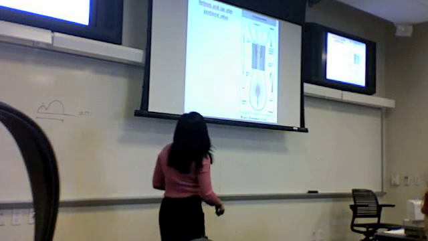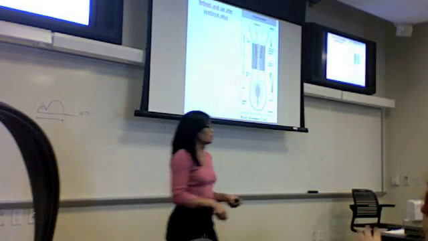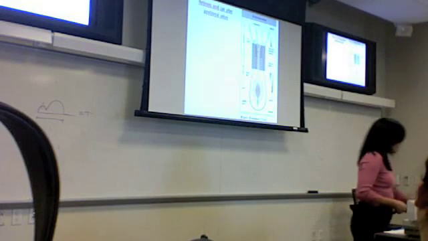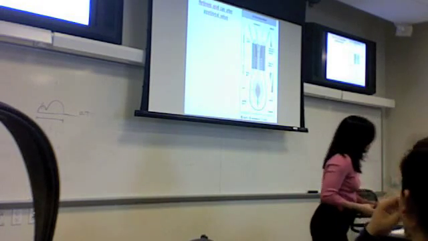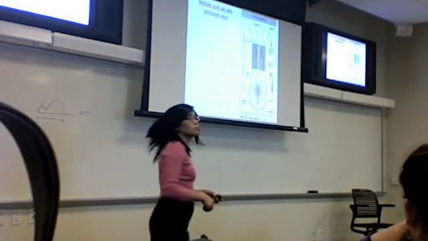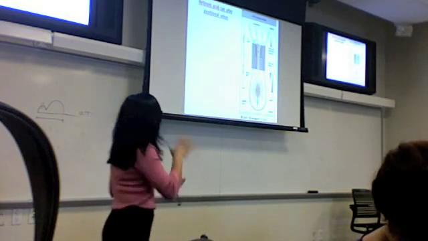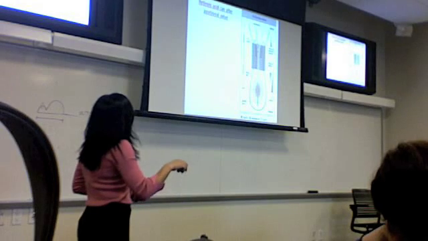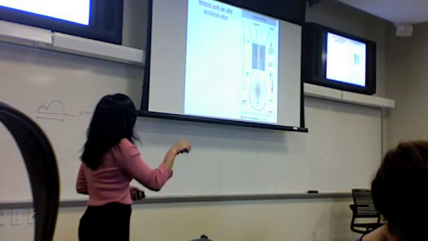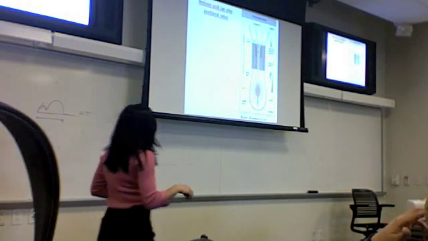In addition to the Notch signaling, there are other signals that can alter the positional value or identity of a location in the brain. So now we're looking at mouse. So we're jumping back and forth.